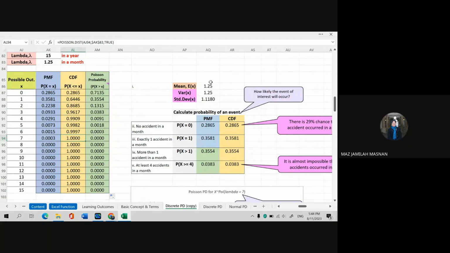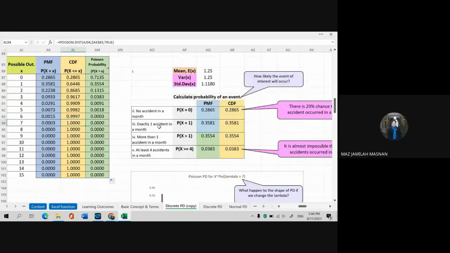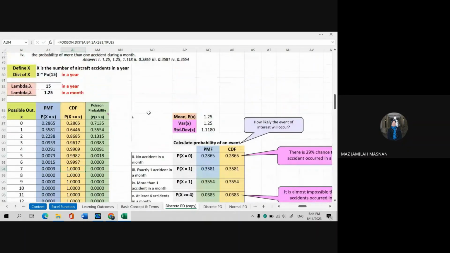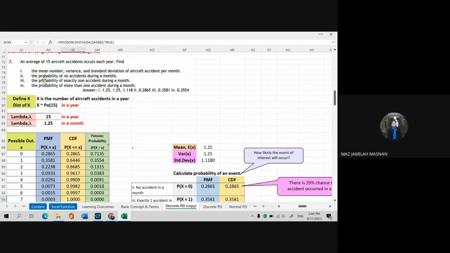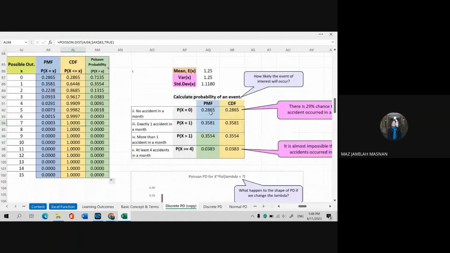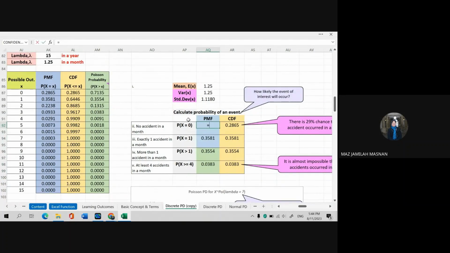Now let's move to the question that we need to answer. The first question has been answered. We move to the second question, the probability of no accident during a month. No accident during a month is simply, using the PMF, equal to 0, so that will be the location. And if you are looking for the CDF value, it will be less than or equal to 0. You will get the same answer.